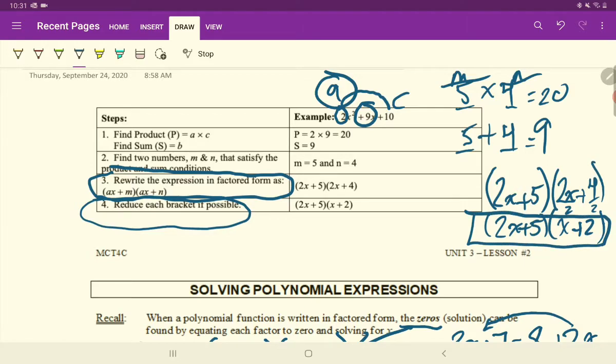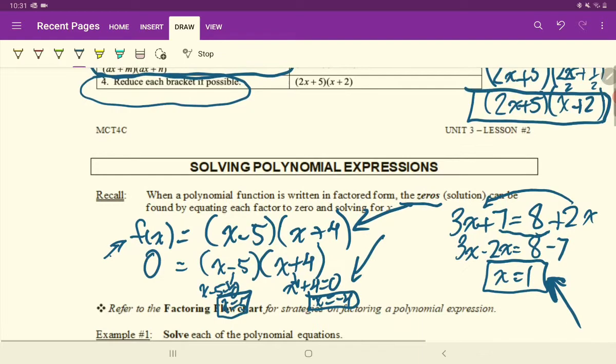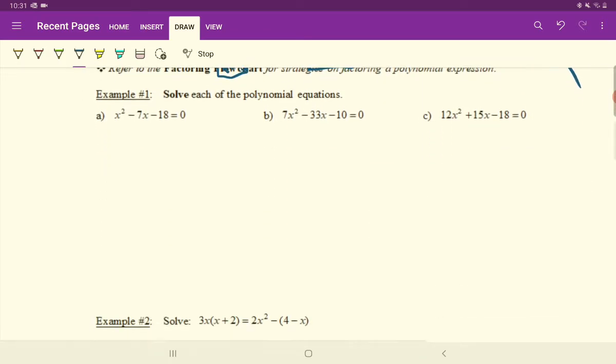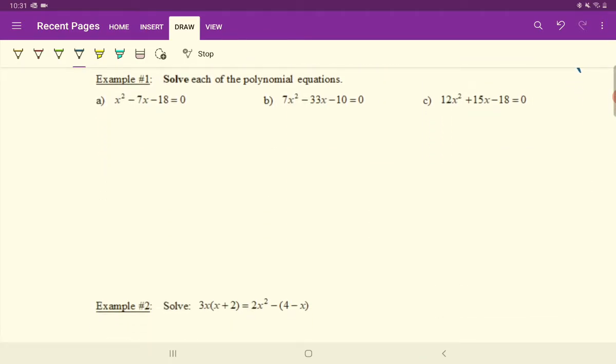Okay, so that's just a quick recap from last unit. And now we're going to put that again into practice. Now, here we go. Our a value is 1. So we're going to do 1 times negative 18. A times c, right? A times c equals negative 18. So we need two numbers that multiply to negative 18. And they also have to add to our middle term of negative 7.